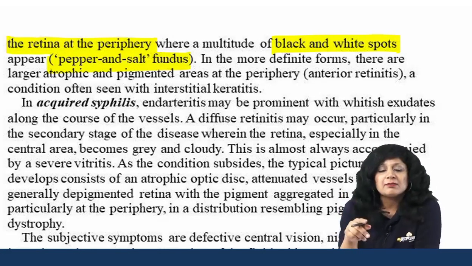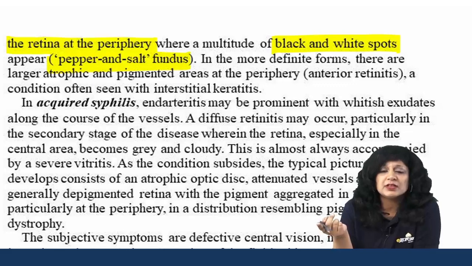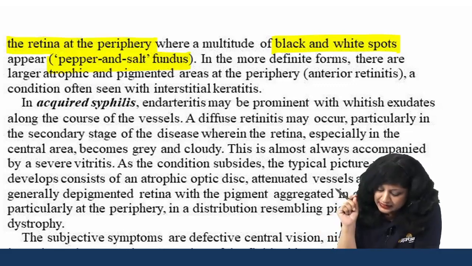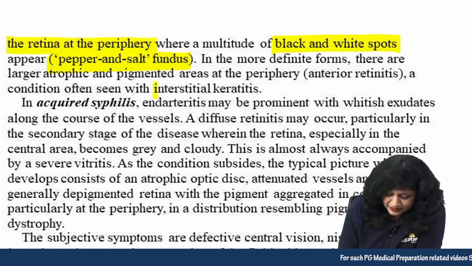So if you again remember, what is the most important cause of the salt and pepper retinitis? One of the important things was congenital rubella syndrome. Then we also have congenital syphilis. In the more definite forms, there are larger atrophic and pigmented areas. Then we have interstitial keratitis.